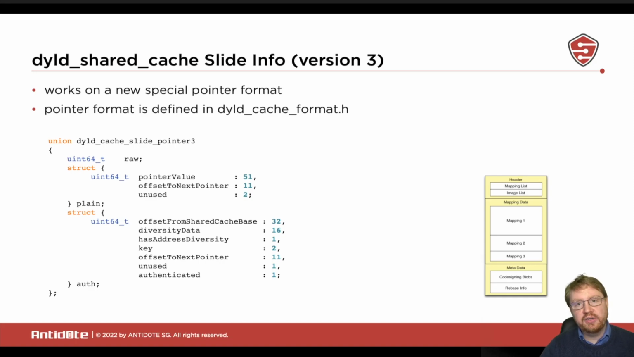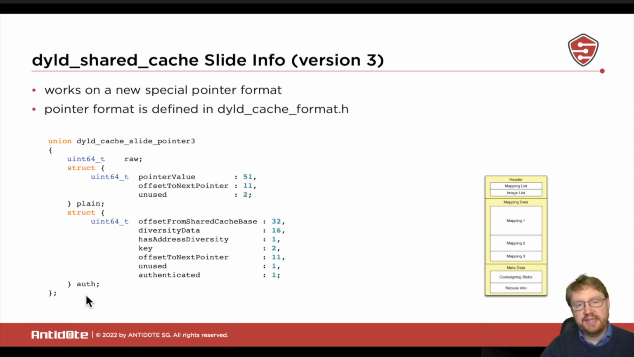Luckily, the dyld_cache_format.h also contains the format of these new pointers. And what you can see here is that it defines two different kinds of pointers. We have plain pointers and we have authenticated pointers. For plain pointers, they basically use the lower 51 bits for the actual pointer value. Then these 11 bits are the offset to the next pointer, so that's the delta. And then we have a few unused bits to make it the full 64 bits.